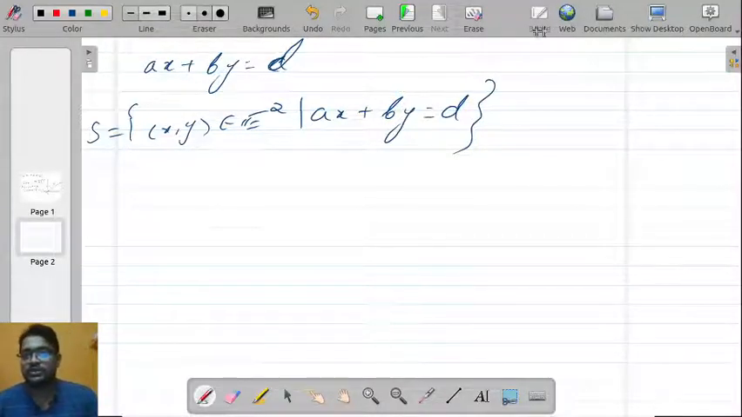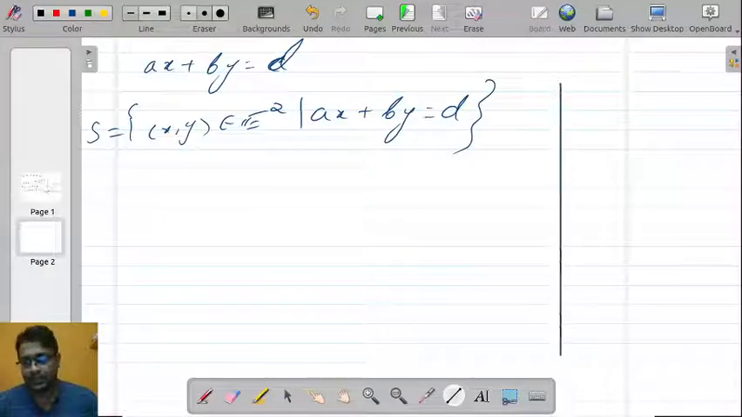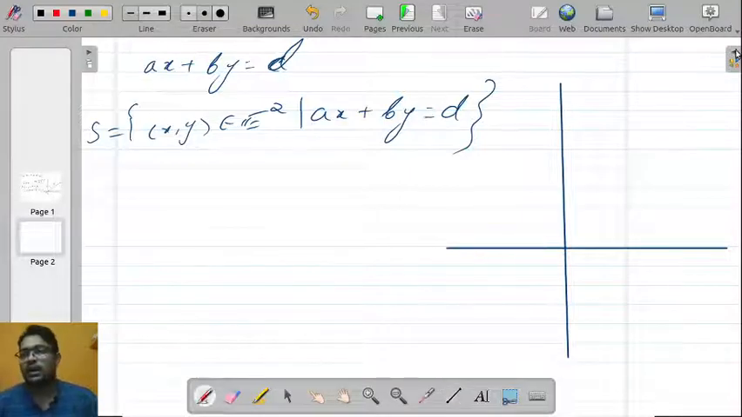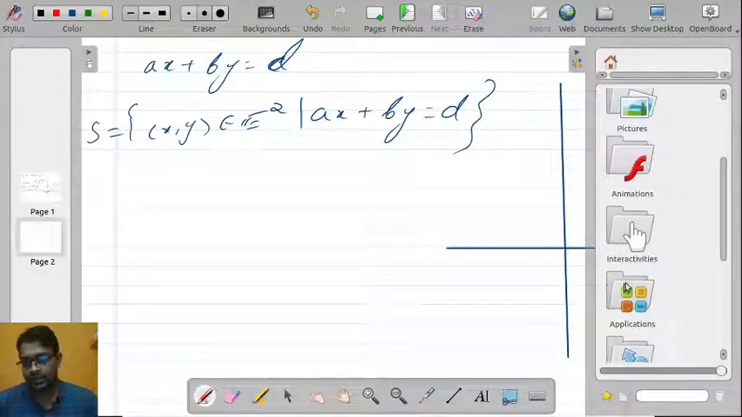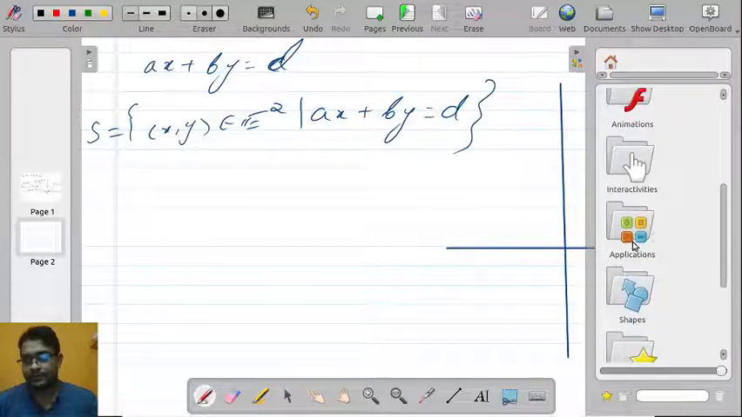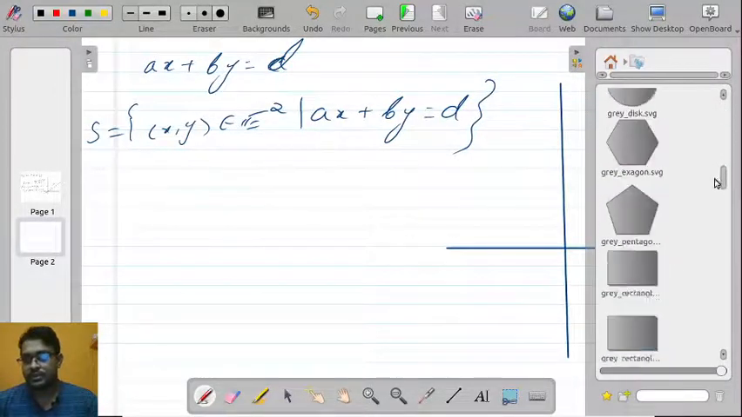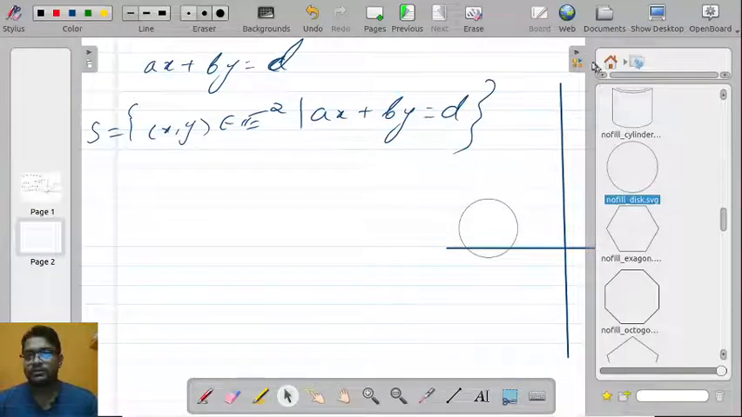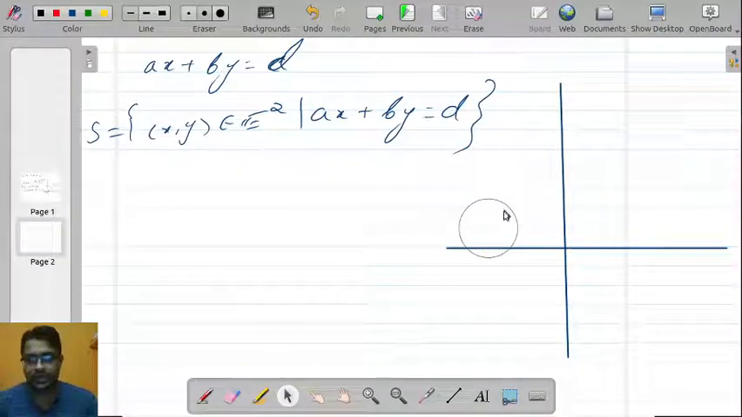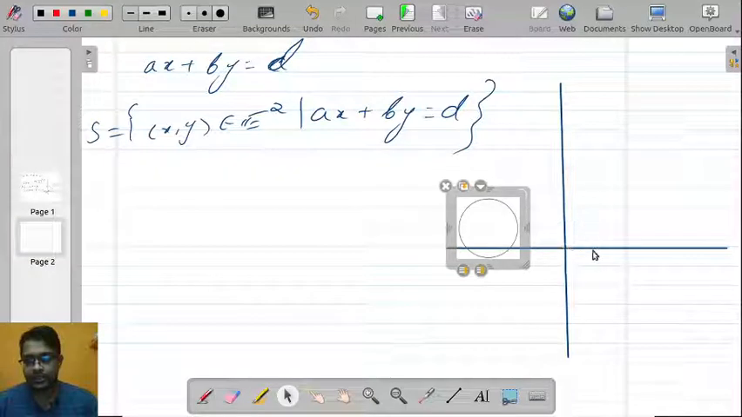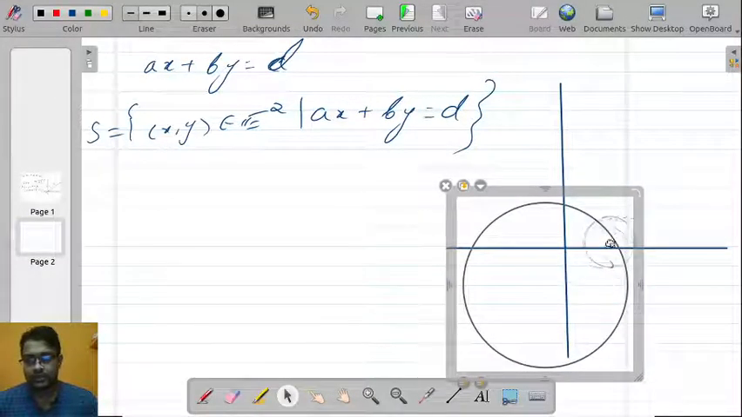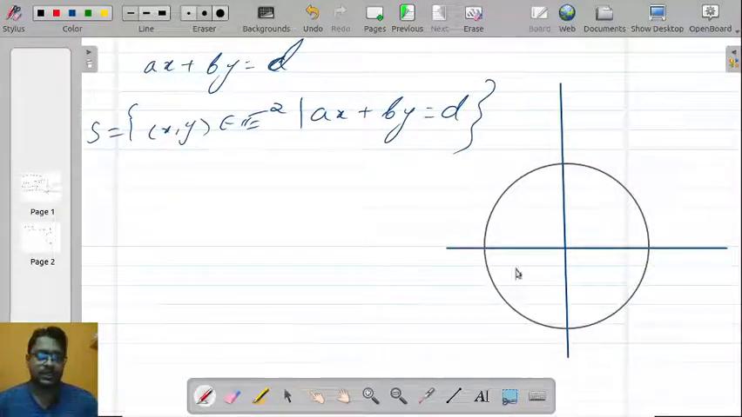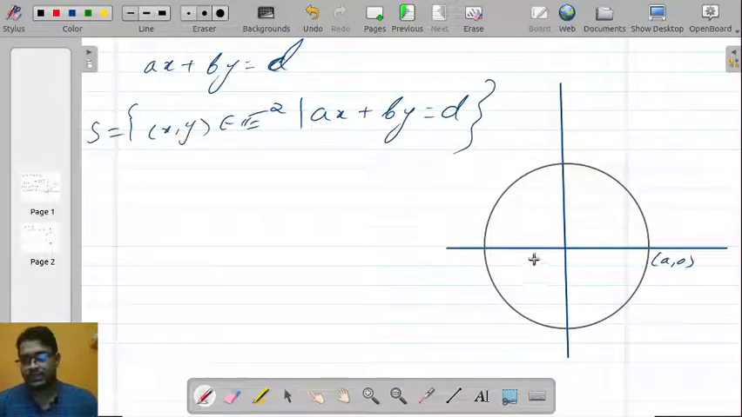Similarly, if I talk about a circle, any circle with say center origin and radius a, we can denote it like this. Let me just select one circle from here. Yeah, this one. So if we have a circle, we can denote it somewhat like this. Suppose this is the circle with center origin and radius a. So this point is (a, 0) and this point is (0, 0).